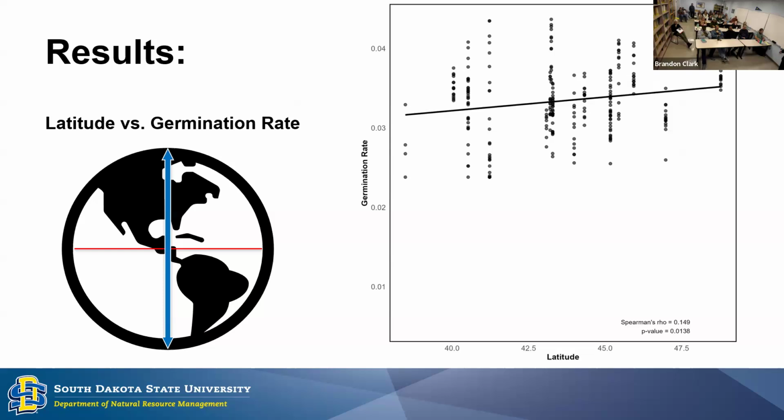And lastly, when we look at the correlation of latitude and germination rate, we see that there's a slight positive correlation between germination rate and latitude. I included the hypothesis of it being a polar region effect because we only looked at species within the northern hemisphere, but this pattern might also be in the southern hemisphere. So as you get further from the equator, latitude increases.